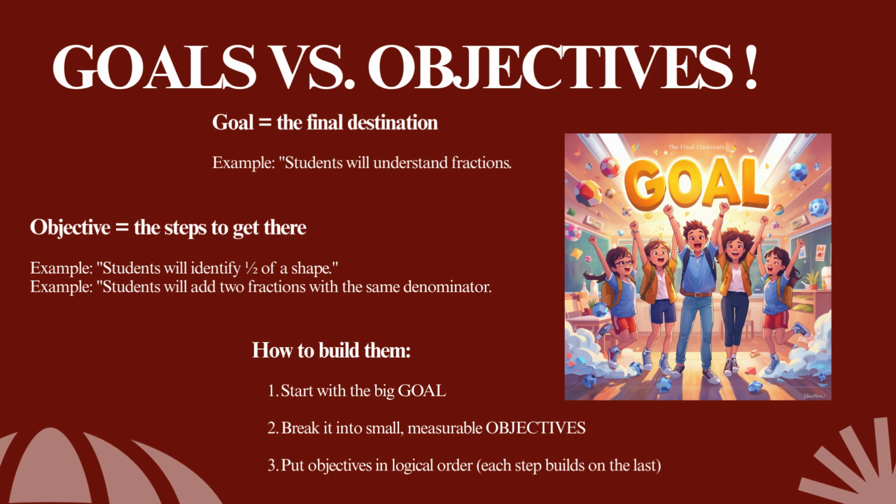Goals versus objectives. Goal means the final destination. Example: students will understand fractions. Objective: the steps to get there. Example: students will identify half of the shape. Example: students will add two fractions with the same denominator. How to build them.